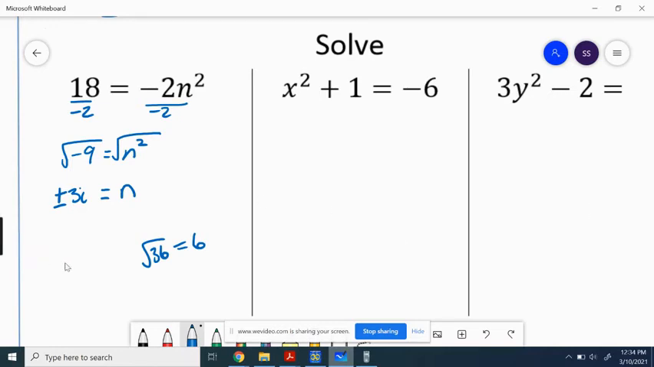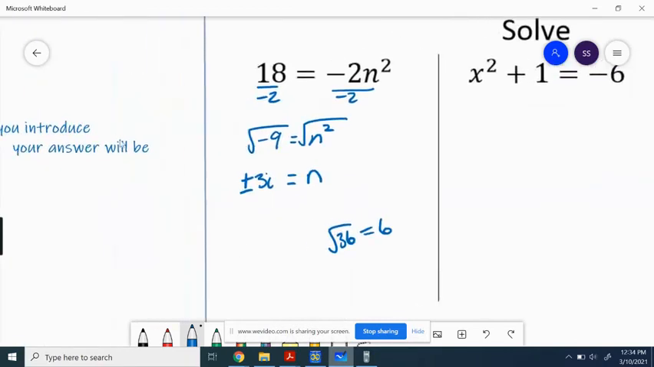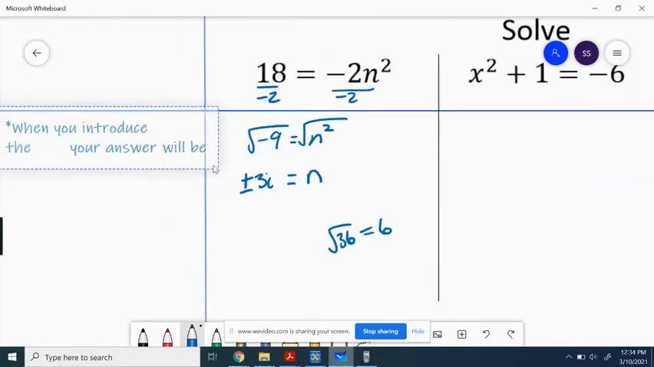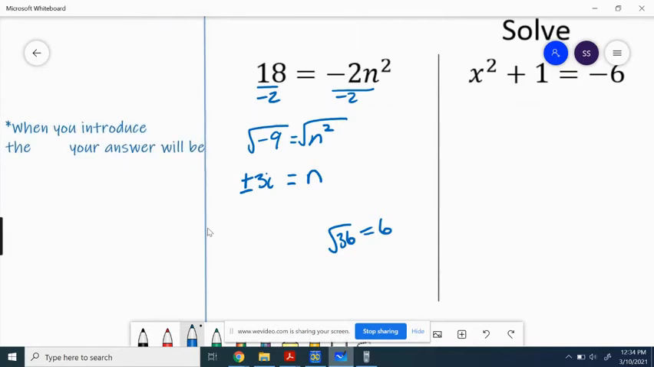So this is definitely something we should pause the video and make note of. Let's go ahead and write this in your margin. When you introduce the square root symbol, your answer will be plus or minus, okay? So this would be plus 3i or negative 3i. All right, hopefully you got that written down. Let's move on to the next one.